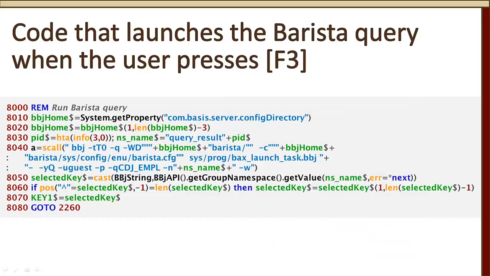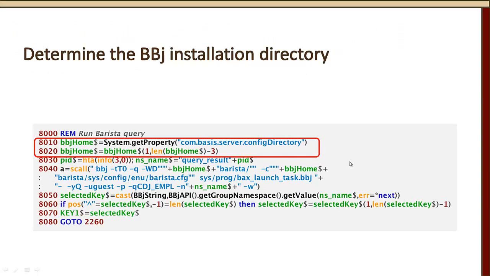I promised you less than 10 lines of code to insert into your GUI app to be able to invoke this grid lookup. And as I promised, here it is. So let's have a look at these, in fact, 8 lines of code and step through them. Firstly, we need to determine the BBJ installation directory. So these 2 lines do that. We get a system property of the config directory, and we set BBJ home $ to be that directory path.